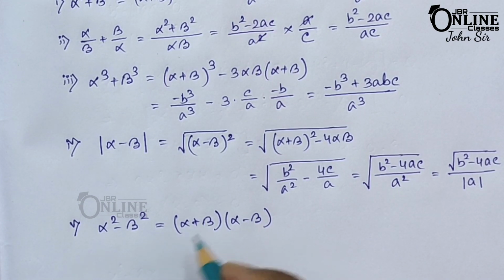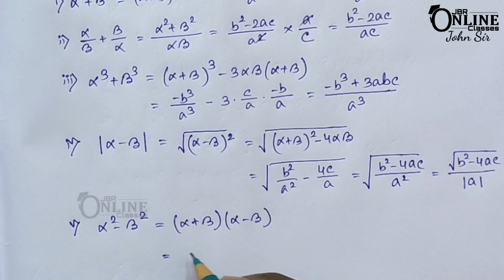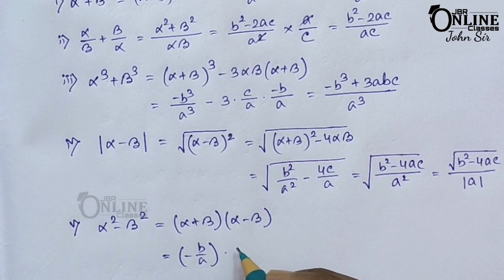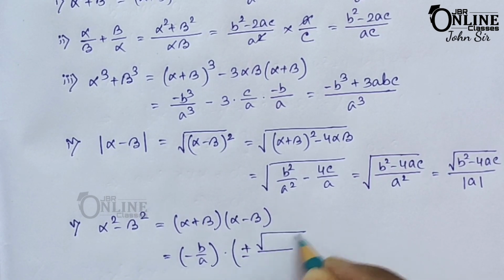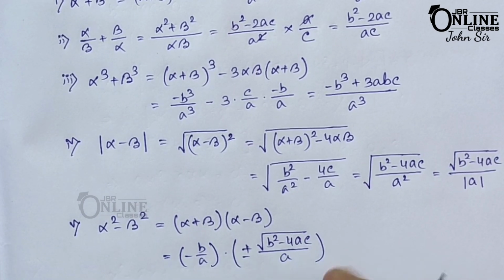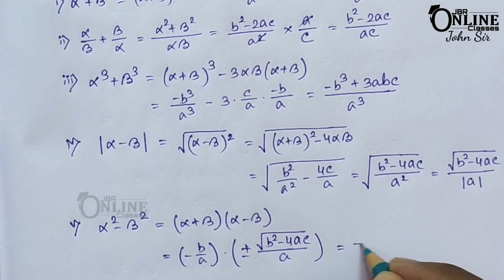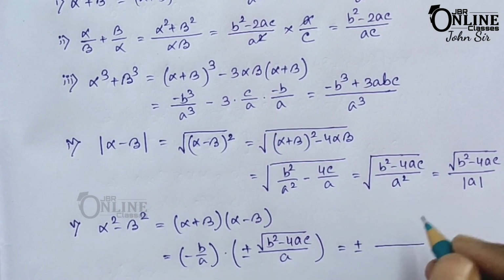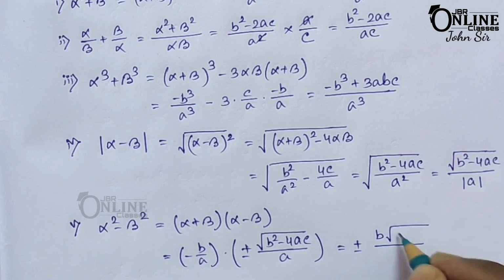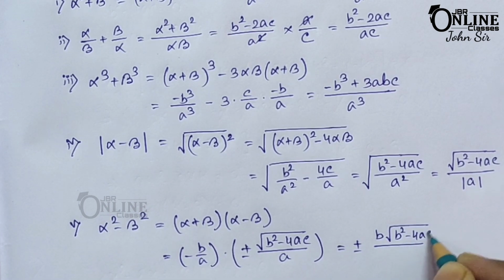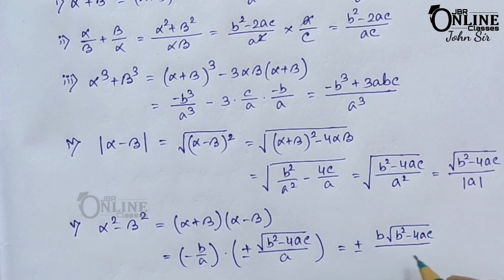So you have to just write here alpha plus beta will be minus b by a, and alpha minus beta will be plus minus root over b square minus 4ac by a. Okay, so here the final value equals plus minus, the upper one will be b into root b square minus 4ac, and the lower one a into a, that is a square.